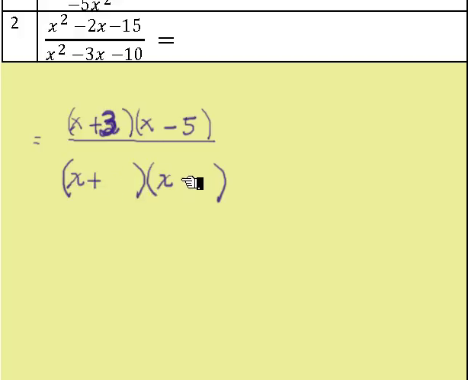Again, different signs because of the negative c value. All right, and 5 times 2 now will be the factors of 10, and we want to get a minus 3x in the middle. All right, so let's do a minus 5 and a plus 2. Just check that. Minus 5x plus 2x is a minus 3x. So we see we have a common factor of x minus 5. We can divide top and bottom by x minus 5, and the reduced expression is x plus 3 divided by x plus 2.